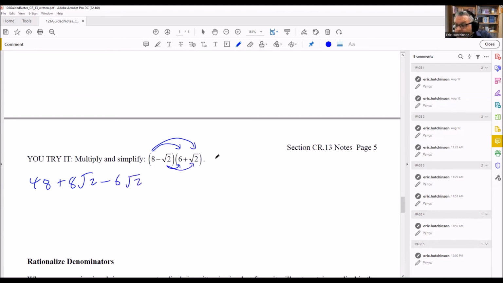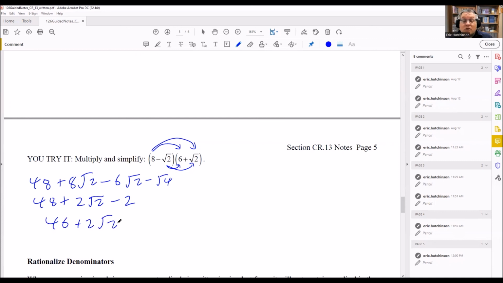And at the end, we have square root of 2 and square root of 2, which is going to equal square root of 4. So 48 plus, now these two middle ones, we can combine these together because they both have a square root of 2. So these are like terms this time. 8 minus 6 is a 2. And we just put the square root of 2 on the end right there. And then we can do square root of 4. Square root of 4 becomes a 2. So 48 minus 2 is going to be 46. And so we get 46 plus 2 square root of 2.